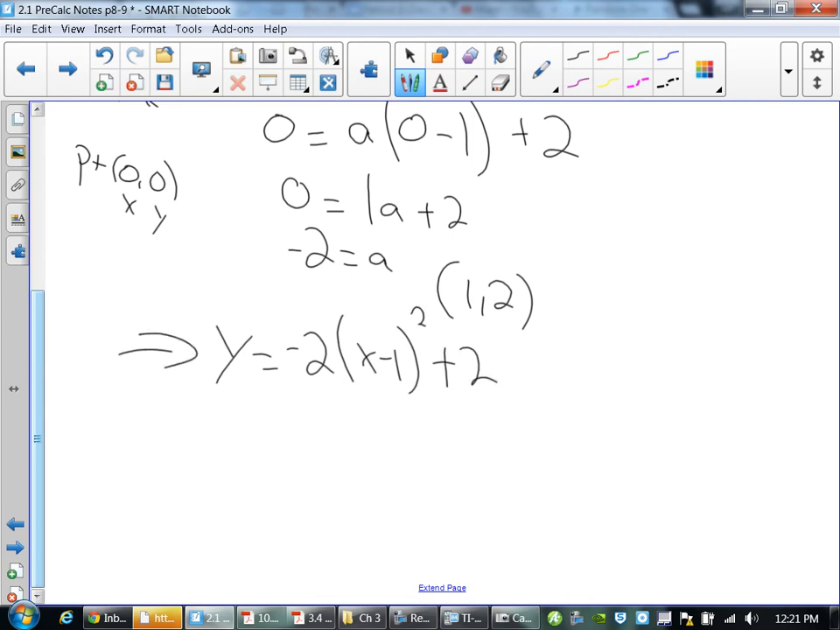And there's your answer. I know you did that last year. They just said write it in vertex form as opposed to what they call standard form. That's it. Okay? It's just solving for a.